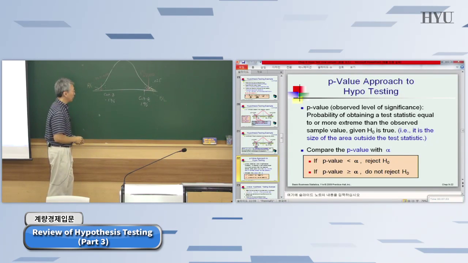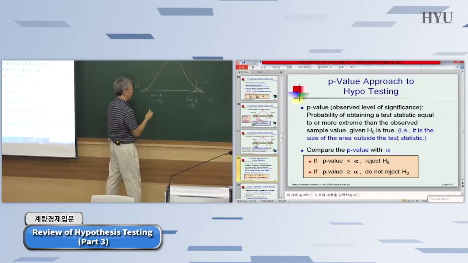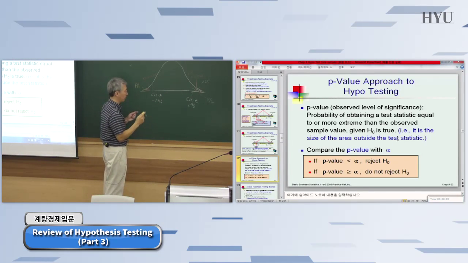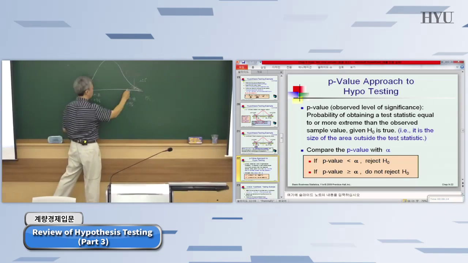So let me ask you this question. Now we know that the size of this yellow shaded area, if you add them up, that's the p-value. That's the size of the p-value, right? What about this white shaded area? What can you say? What is this?